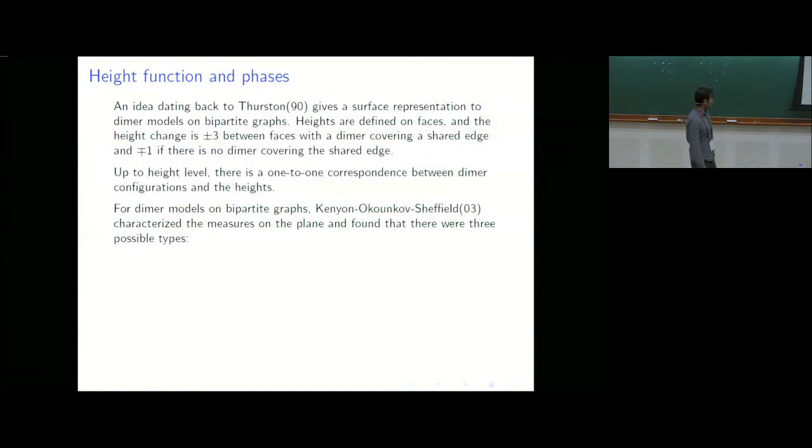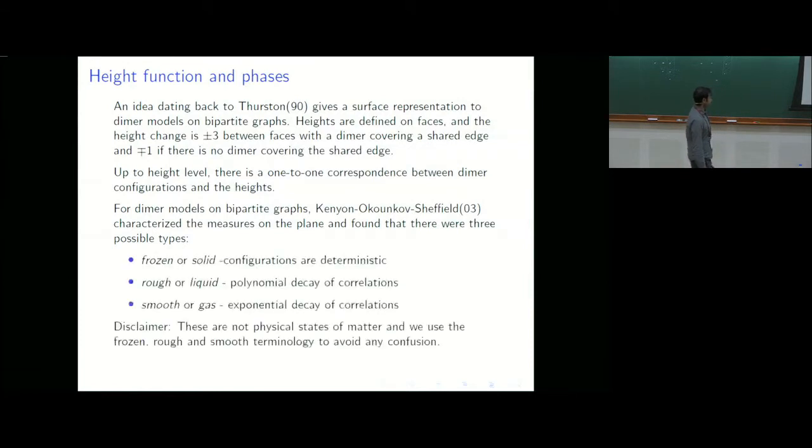that you can get for these particular models. And they found that there are three types. They called them frozen, or solid, so configurations here are deterministic. There is also what's called rough, which they called liquid, where you have polynomial decay of correlations between dominoes. And there is also a smooth phase, which they called gas, where you have exponential decay of correlations between dominoes.